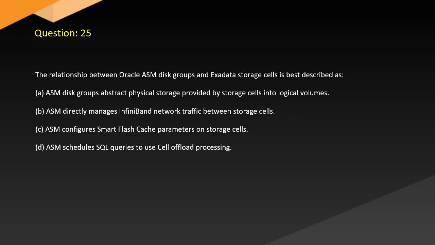Question 25. The relationship between Oracle ASM disk groups and Exadata storage cells is best described as A. ASM disk groups abstract physical storage provided by storage cells into logical volumes. B. ASM directly manages InfiniBand network traffic between storage cells. C. ASM configures smart flash cache parameters on storage cells. D. ASM schedules SQL queries to use cell offload processing.